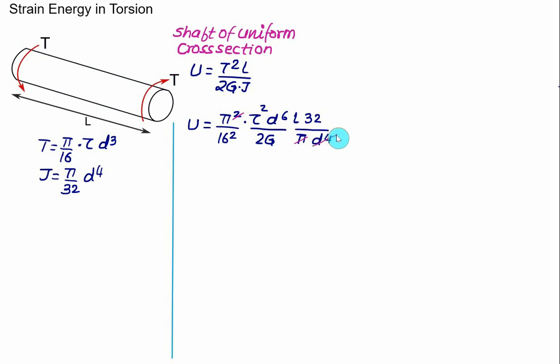So d to the power 4 gets cancelled, and instead of 6 the power is 2, that is we have d square, and we have 32 and 16 square divided by 2, so the denominator will be left the same as 16. 16 into 16 into 2 is 32, and 32 gets cancelled, and we have strain energy U equal to pi into d square into L divided by 16 multiplied by tau square divided by G.